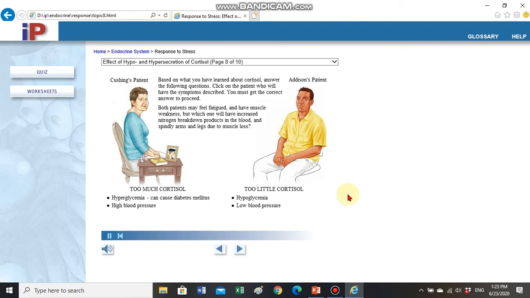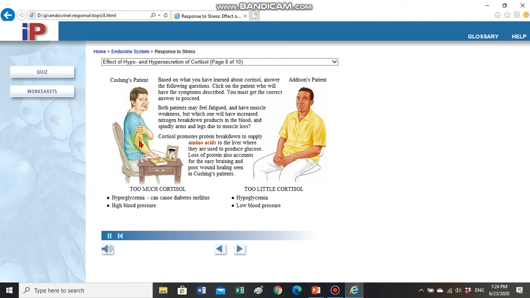Both patients may feel fatigued and have muscle weakness, but which one will have increased nitrogen breakdown products in the blood and spindly arms and legs due to muscle loss? Cortisol promotes protein breakdown to supply amino acids to the liver, where they are used to produce glucose. Loss of protein also accounts for the easy bruising and poor wound healing seen in Cushing's patients.